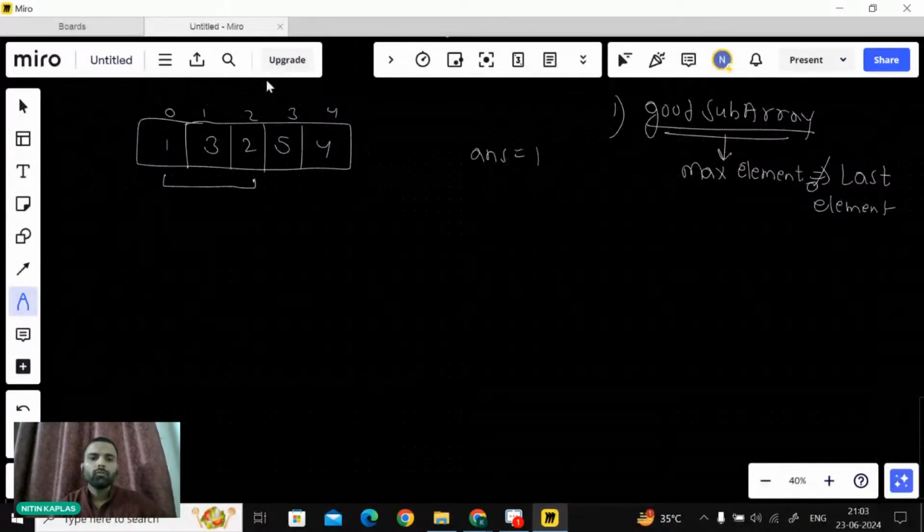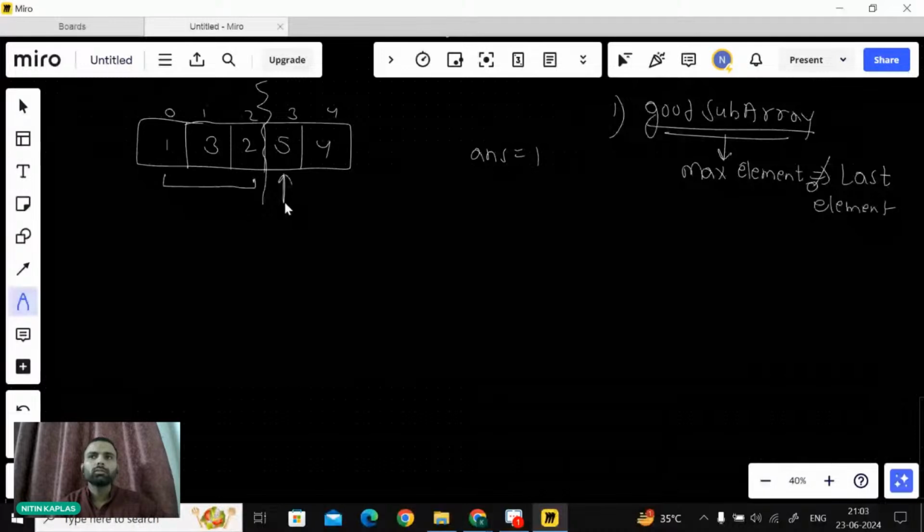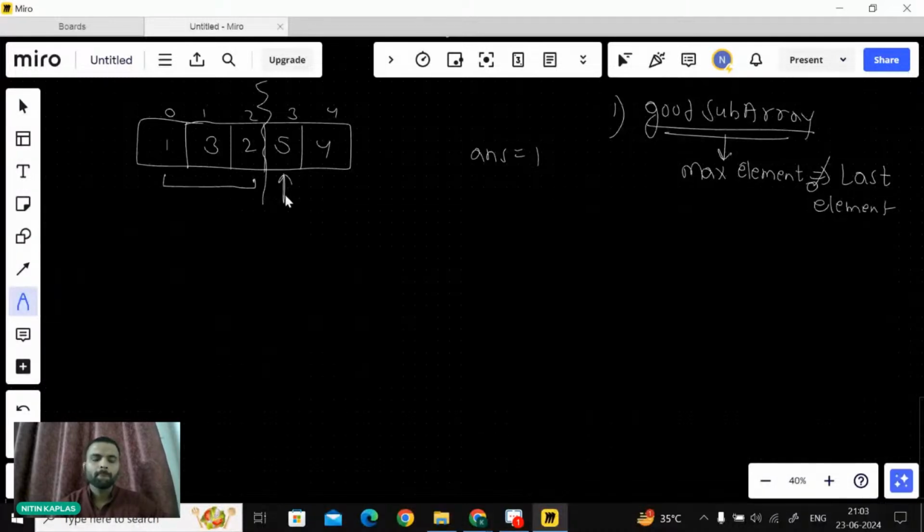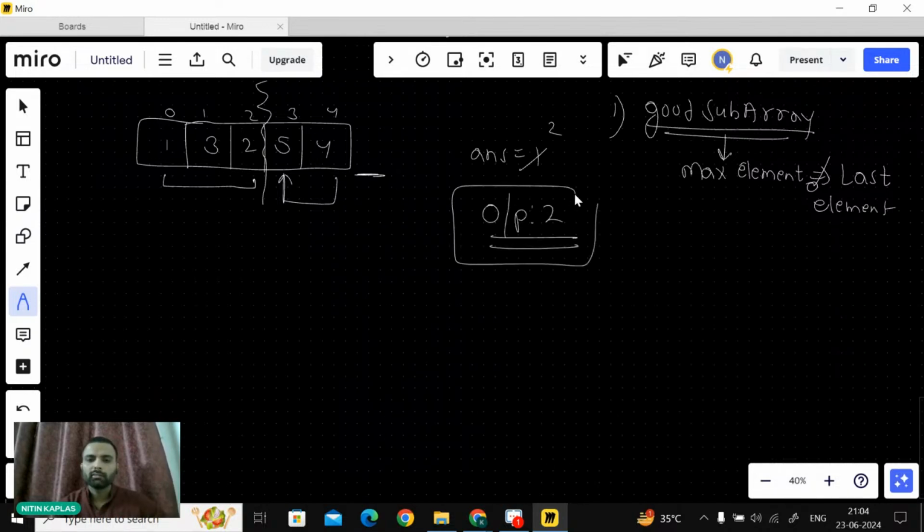Now, if you use this as your subarray, the first element of your second subarray is this. I know that a single element is never a good array. So I move forward to another element and ask, are you the largest in that particular subarray? No, it's not. So I stop here and add 1 more, and after that my array is finished. So what's my output in this case? It's 2, right?